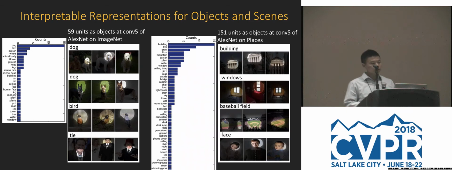We also did the interpretation for an AlexNet trained from scratch on Places. Out of the 256 units, more than 150 units are associated with object detectors. Comparing the two representations, you can see the two networks build completely different sets of representations for the input data. So the representation really has semantic meaning, and it really depends on what kind of data you feed into the network.